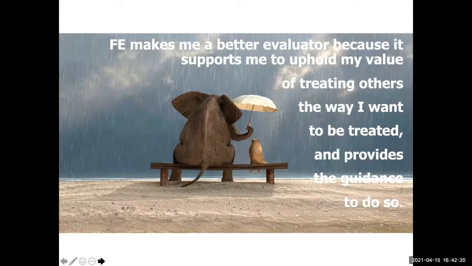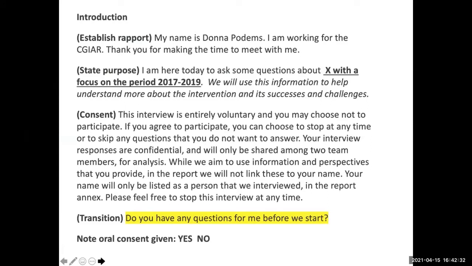When we finished the interviews, we asked people if they had any questions for us. On the one hand, that's really polite, and on the other hand, it helps to address power imbalances. I just wanted to leave you with one of the practical examples of what we did to try and shift this and be influenced by feminist evaluation, which was simply adding the question in yellow. When we transitioned from the informed consent before we started, we asked if they had any questions for us.